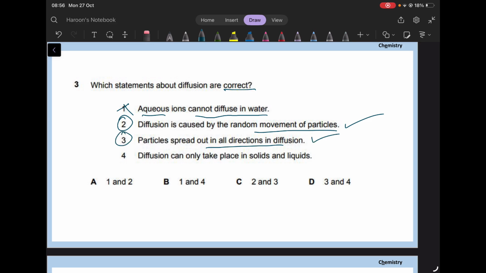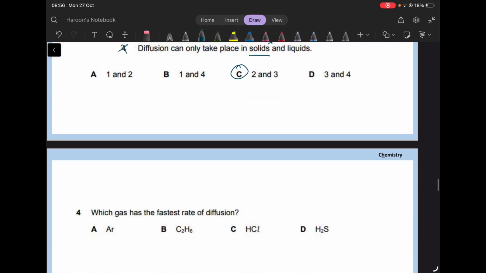Diffusion can only take place in solids and liquids. No, in solids it cannot take place. This is incorrect. So 2 and 3. C has to be the correct answer.